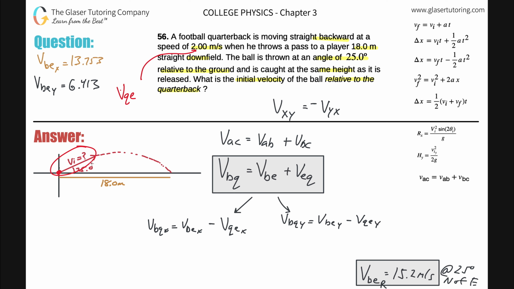So the quarterback throws the ball at 25 degrees relative to the horizontal with an initial velocity of roughly 15.2 meters per second relative to the earth. At the same time, the quarterback is also moving backward relative to the earth. So the velocity of the quarterback relative to the earth is, in this picture, 2 meters per second. But you've got to be careful now.